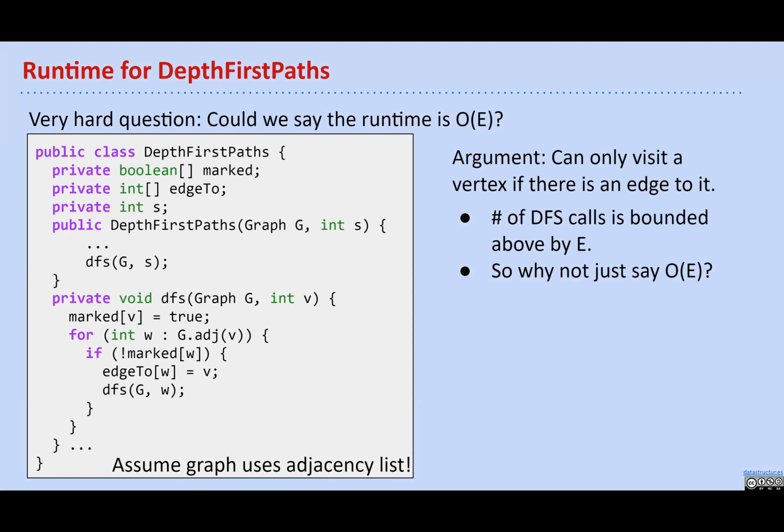Hard question. Could we say the runtime is big O of E? The argument here is we could only visit a vertex if there's an edge to it. So could we just say it's big O of E? This is kind of a stupid question, but I wanted to raise it because it comes up. Or like a pedantic question, I should say, not stupid.